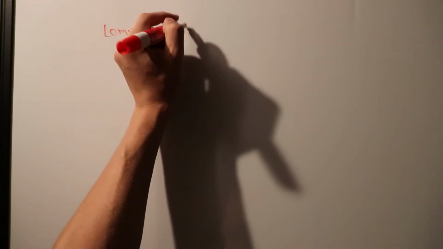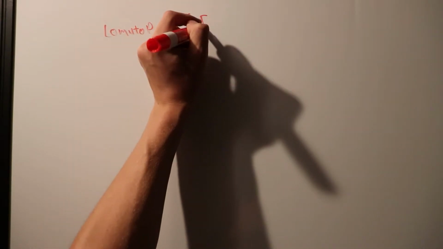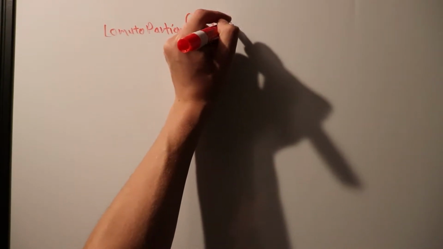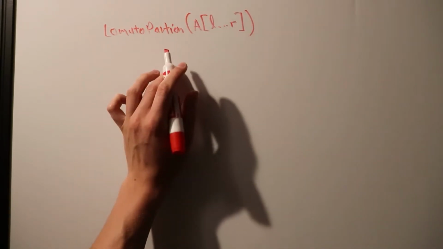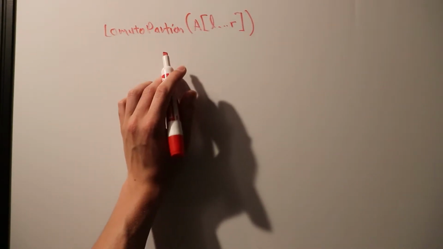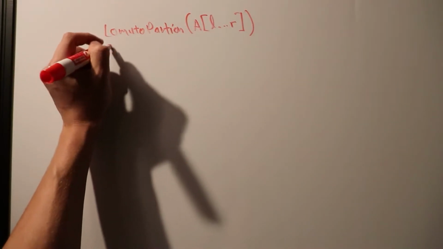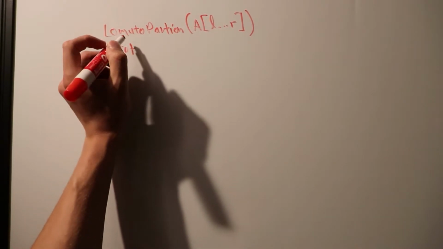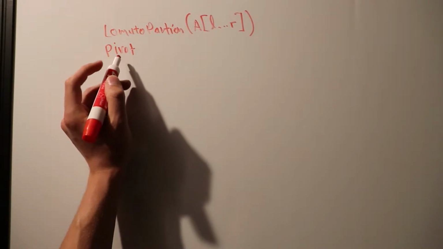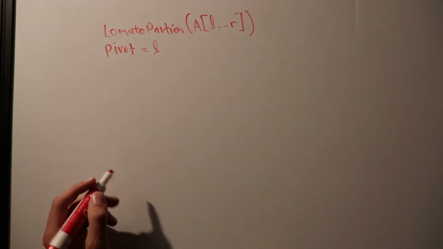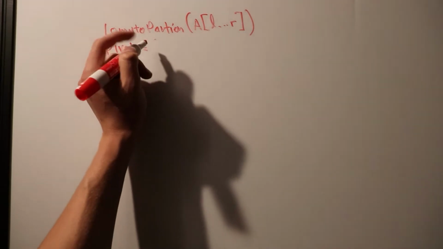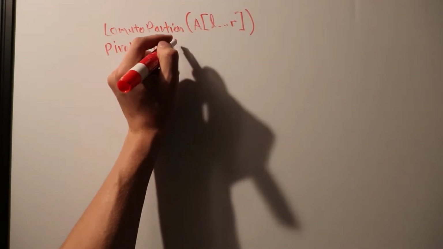What are we going to take in? What are our parameters? We're going to take in an array that goes from a low value to a high value, and we're going to call those left and right. First thing we need to establish is a pivot. What can we use for our pivot? I'm going to say that my pivot is equal to the array at index of L.